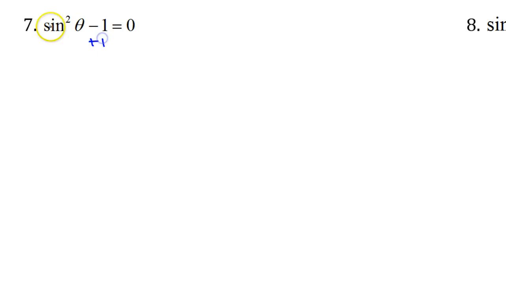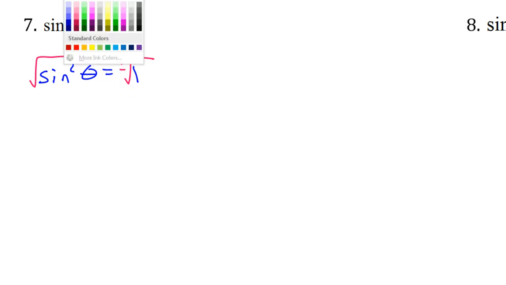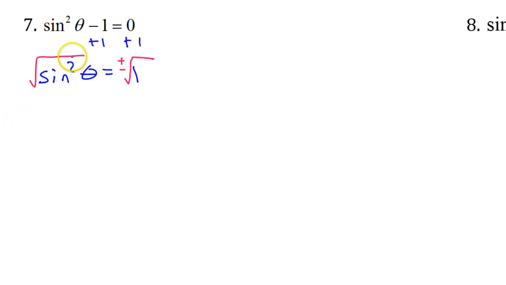Let's start off by getting sine squared theta by itself. I'm going to add 1 to both sides. So that's going to give me sine squared theta is equal to 1. To unsquare this, I need to take the square root of both sides. When you take the square root of both sides, the solution could be positive or negative. So do not forget your plus or minus, or you will be missing half of your solutions. So sine theta is going to equal positive or negative 1.